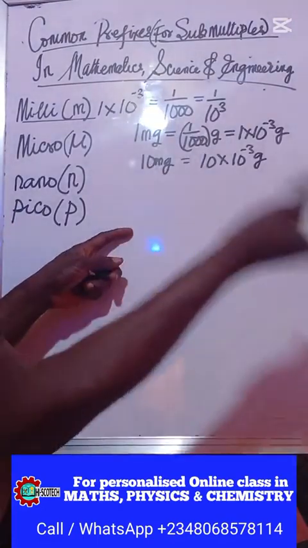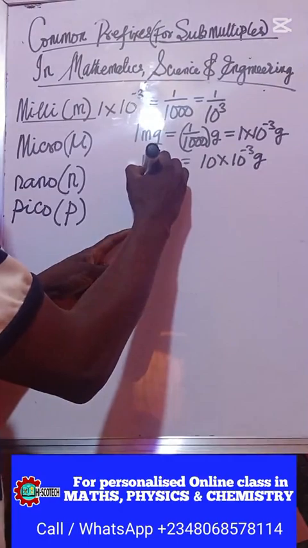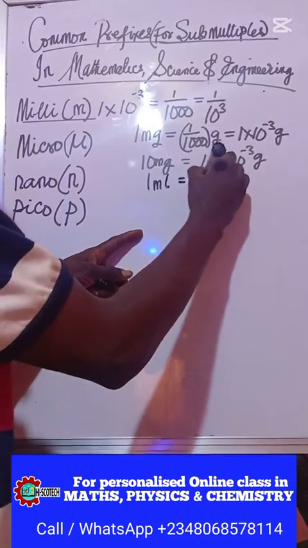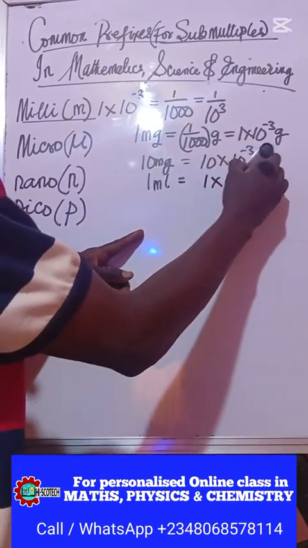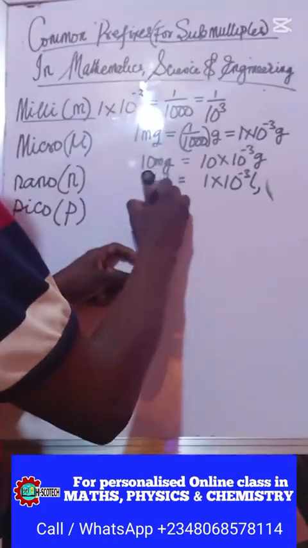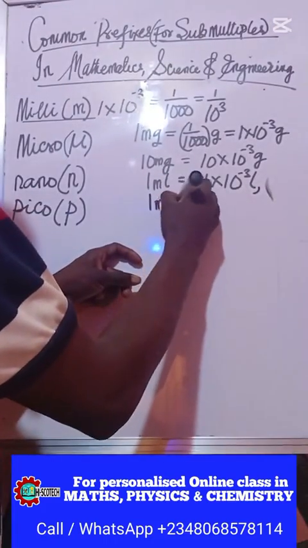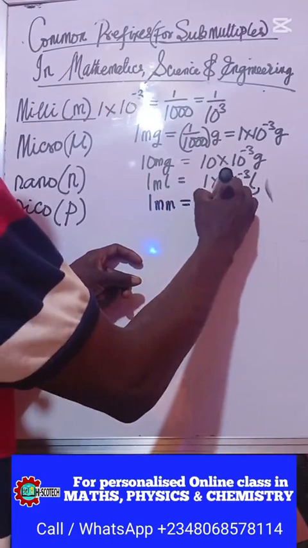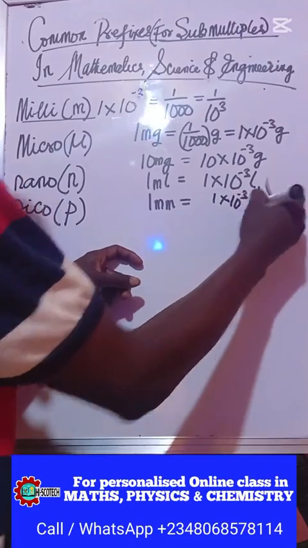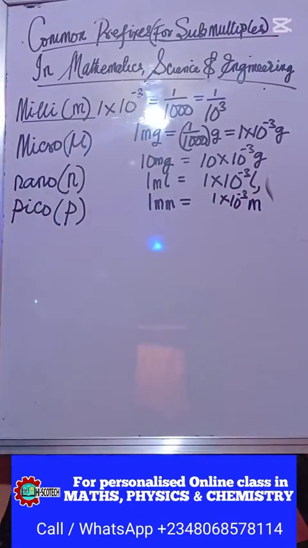Other ones, let's come to volume. 1 ml, 1 milliliter is equivalent to 1 times 10 raised to the power minus 3 liters. 1 millimeter is equivalent to 1 times 10 to the power minus 3 meters. So on and so forth.